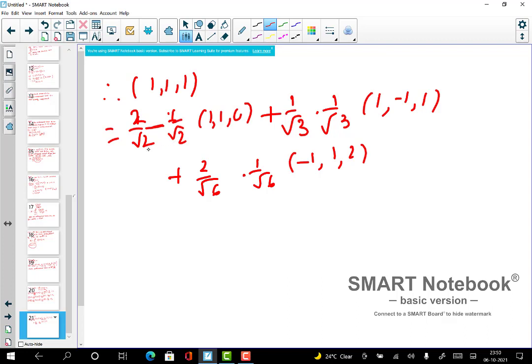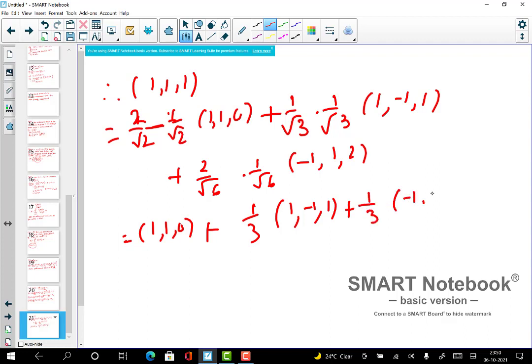Now this is what? The 2 gets cancelled, so this is (1, 1, 0) with coefficient 1, and then 1 by 3 times (1, -1, 1), and this is 2 into 2 by 6, which means 1 by 3 times (-1, 1, 2). Now you see that this is exactly the linear combination of the vector (1, 1, 1) in terms of the basis elements, right?